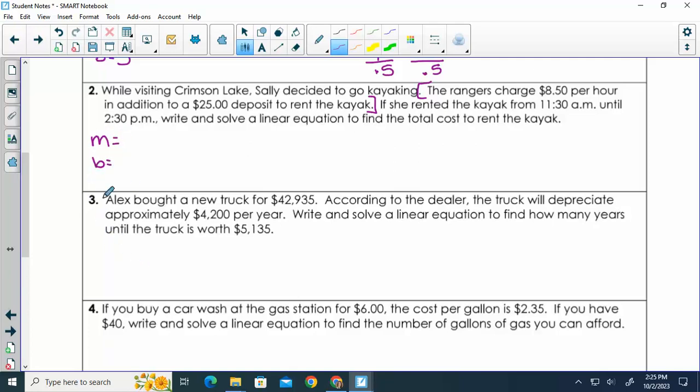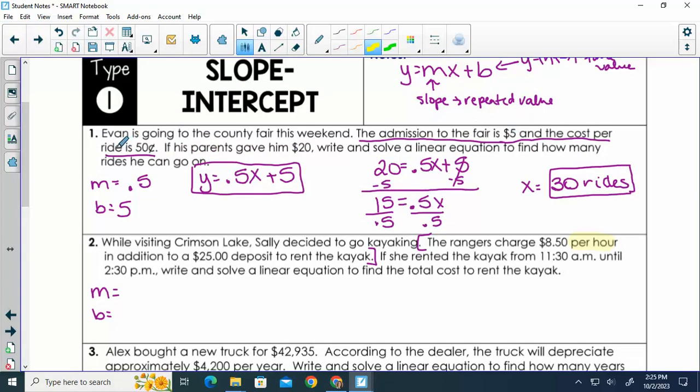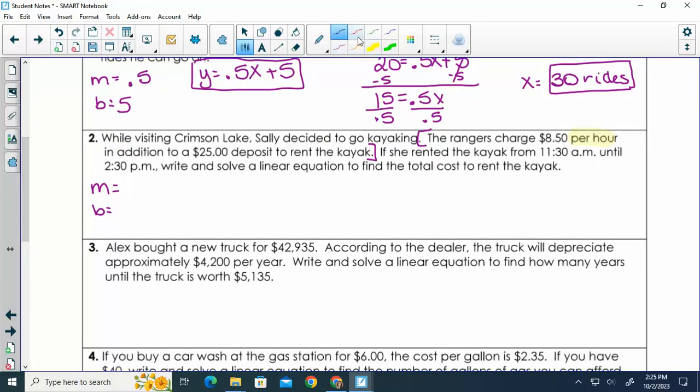M is the fee that she has to pay repeatedly. What is she paying repeatedly? $8.50. A lot of times if you look, those units kind of give it away. We had to pay that per hour, and this one it was 50 cents per ride. So those are your slopes. Okay, what did she have to pay one time? The $25 to rent the kayak. So what's my equation?